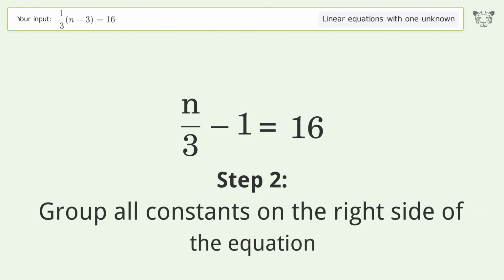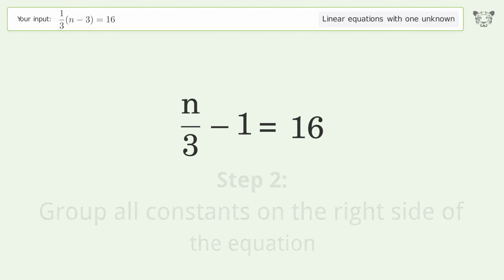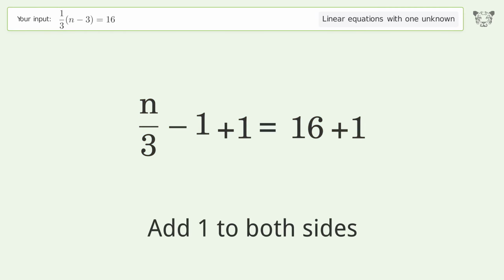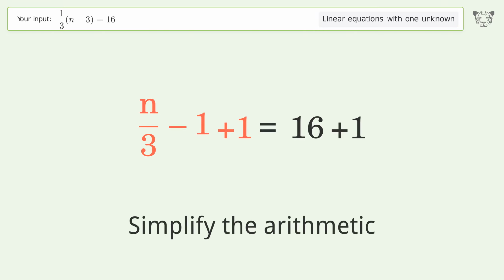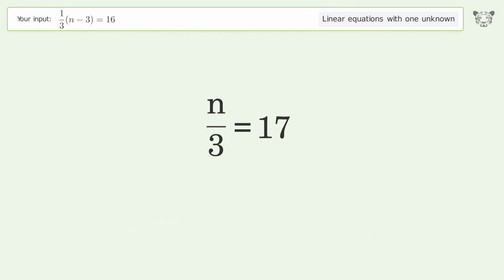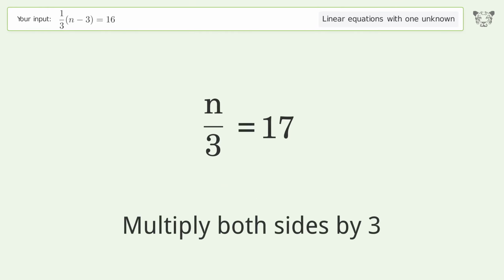Group all constants on the right side of the equation. Add 1 to both sides. Simplify the arithmetic. Isolate the n. Multiply both sides by 3.